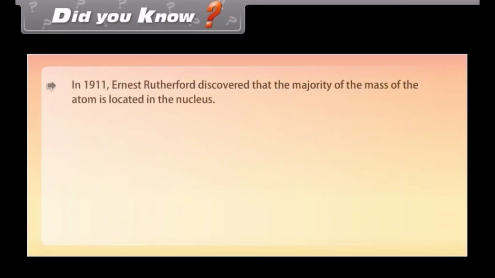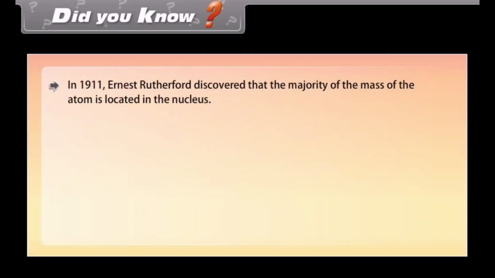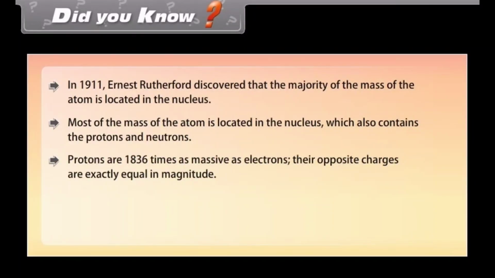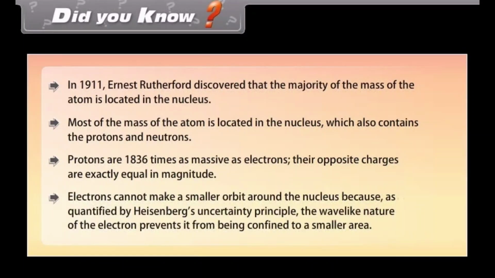Did you know, in 1911, Ernest Rutherford discovered that the majority of the mass of the atom is located in the nucleus. Most of the mass of the atom is located in the nucleus, which also contains the protons and neutrons. Protons are 1836 times as massive as electrons. Their positive charges are exactly equal in magnitude. Electrons cannot make a smaller orbit around the nucleus because, as quantified by Heisenberg's uncertainty principle, the wave-like nature of the electron prevents it from being confined to a smaller area.